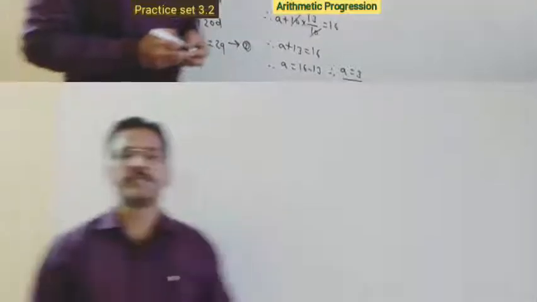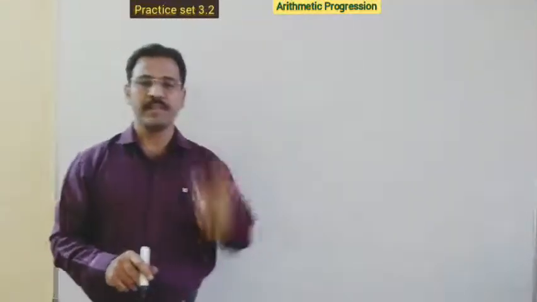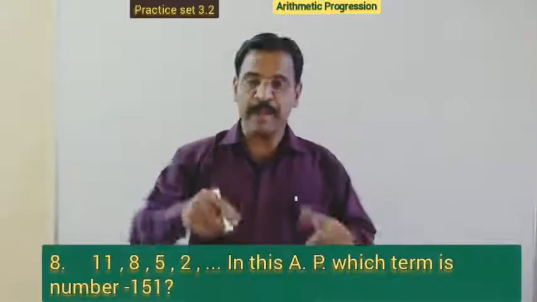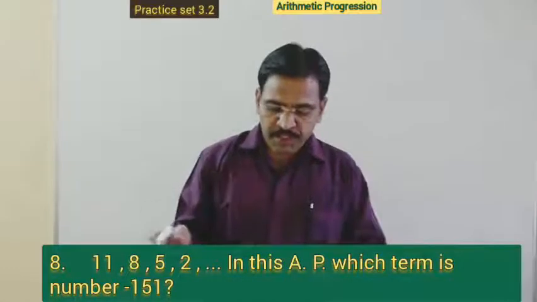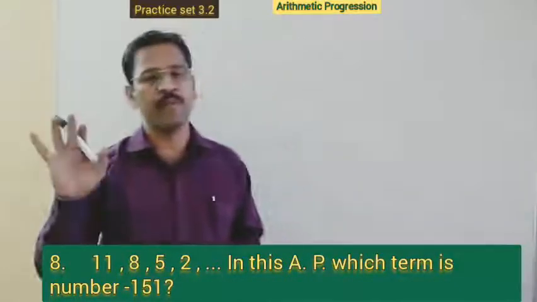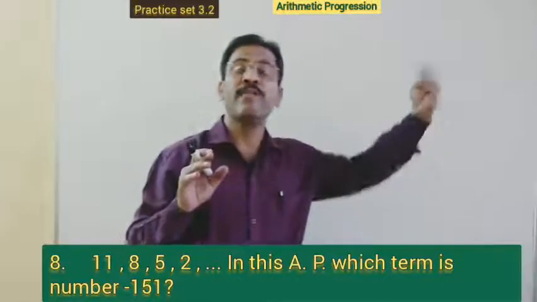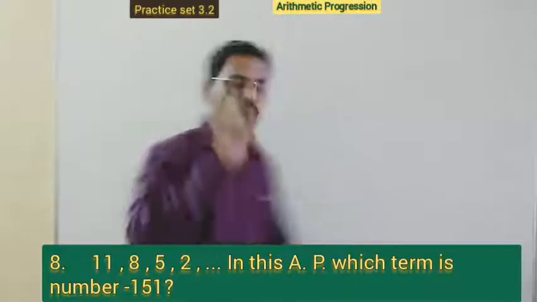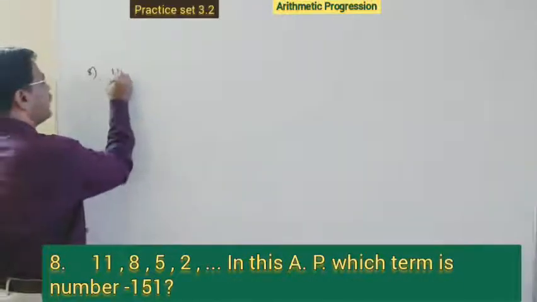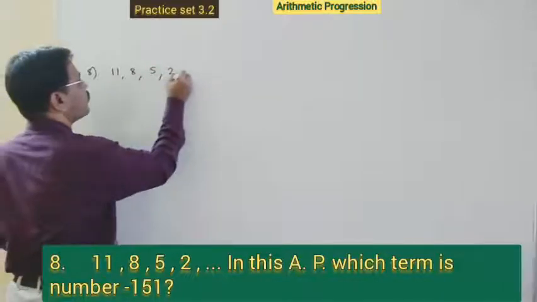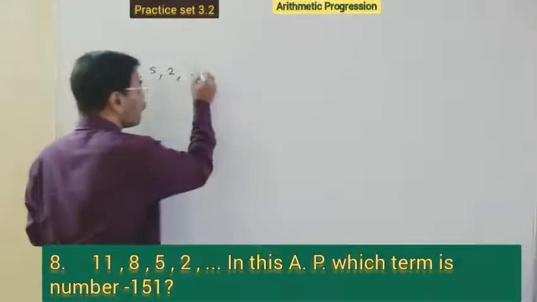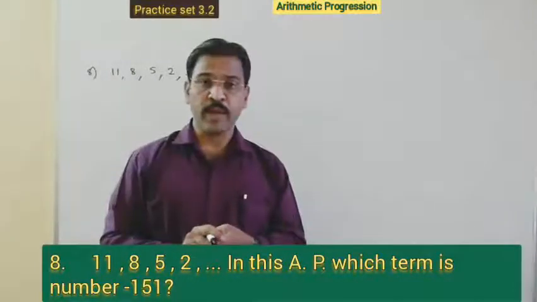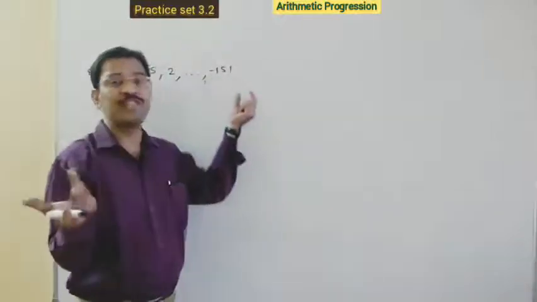Okay friends, in the 8th sum, what is that? 11, 8, 5, 2, and so on. In this AP, it is given: which term is the number minus 151? Somewhere minus 151 is there, so that is of which term? Look here: 11, 8, 5, 2, and so on. Somewhere minus 151 is there, and we have to find which term it is.